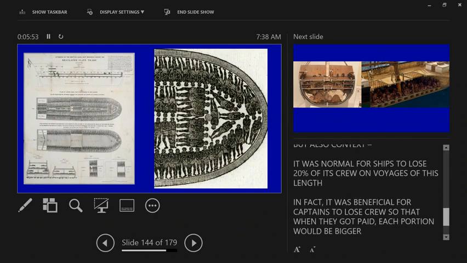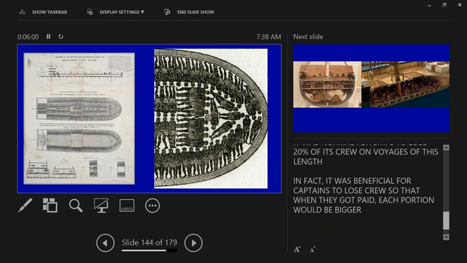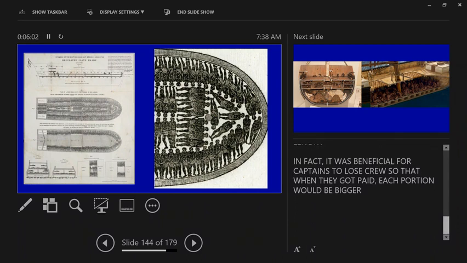Also, to give you some context, it was normal for ships to lose about 20% of its crew on voyages of this length. In fact, it was beneficial for the captains to lose crew so that when they got paid, they got paid the same amount. There were fewer people to distribute the pay around to.